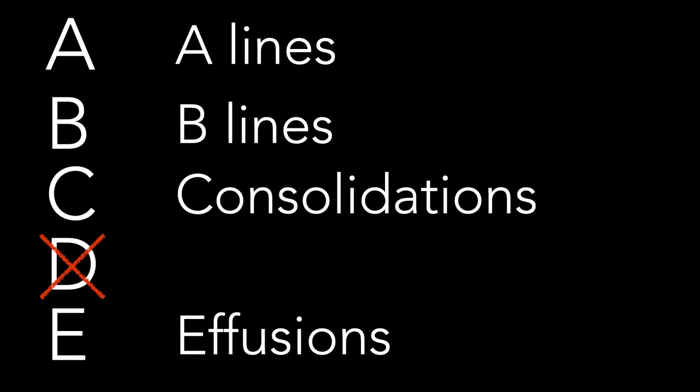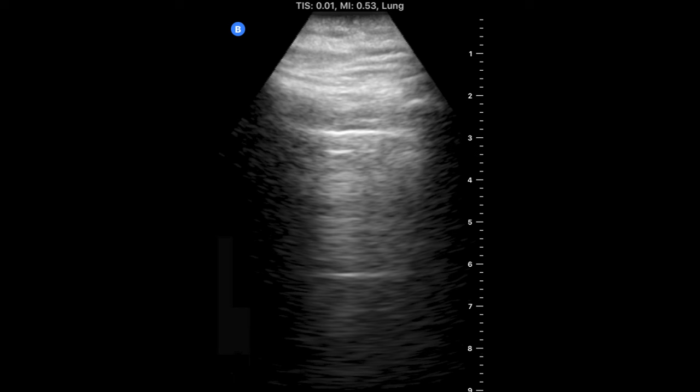And we're going to, I guess a little bit of a cheat, knock off the D part. But A for A lines, B for B lines, C for consolidative pattern, and E for effusion. Those are the four cardinal findings that we're going to look for on our lung ultrasound as we're scanning these patients.